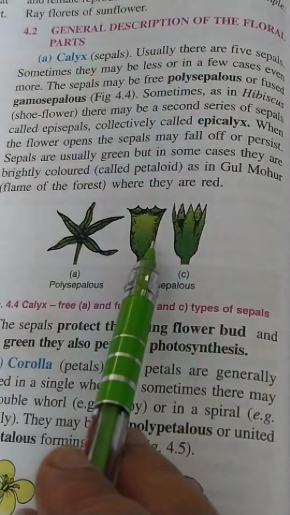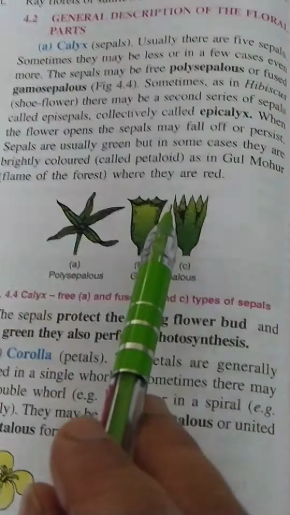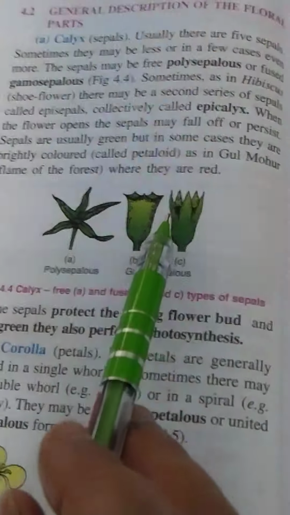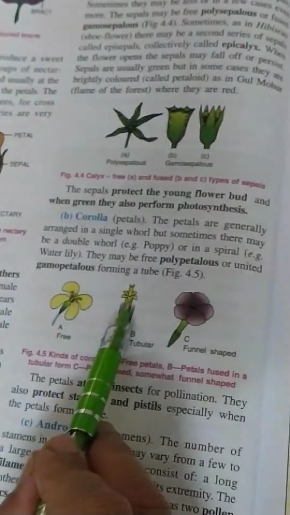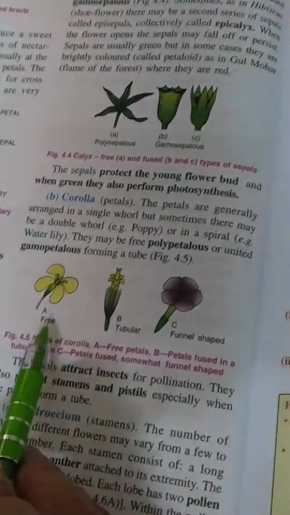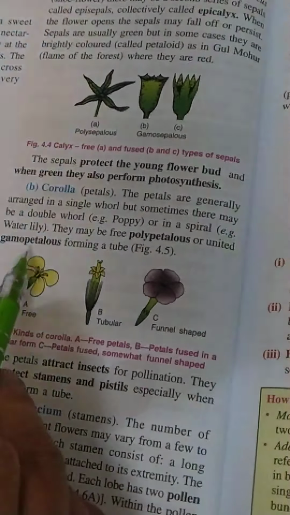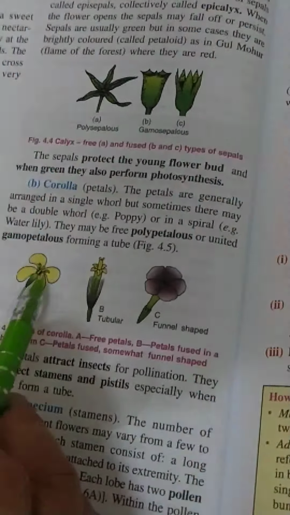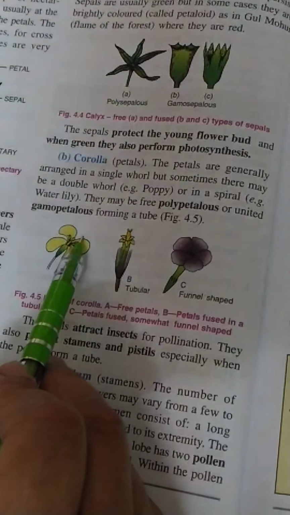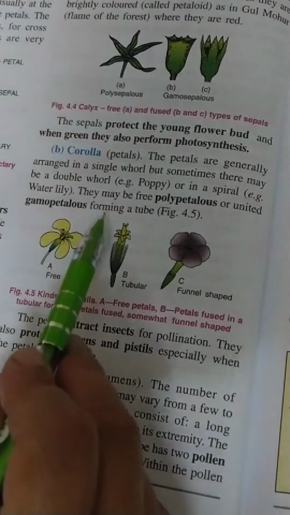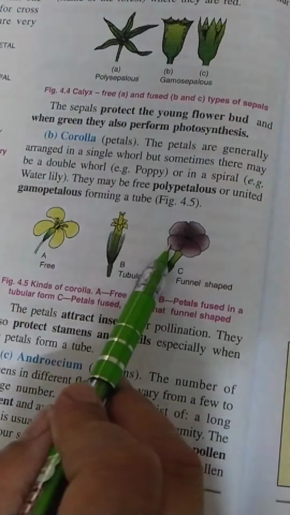Now we have the sepaloid perianth and the petaloid. In the sepaloid, we have gulmohar, in which the sepals are brightly colored like the color of petals. Then we come to the corolla. In the corolla, again the petals can be free, or they can be fused to form a tube-like structure. If they are free, we call that a polypetalous condition. If they are fused to form a tube-like structure, we call that a gamopetalous condition. Usually we have a single whorl, but sometimes there can be a double whorl. Two whorls are present in poppies, but a spiral arrangement is present in water lily. The petals attract the insects for pollination.